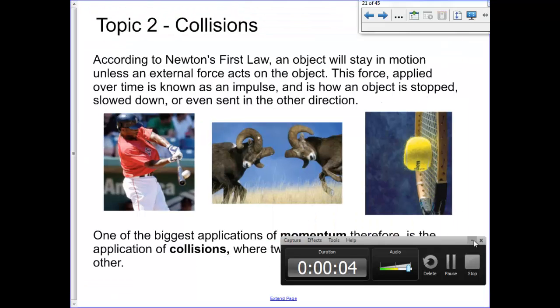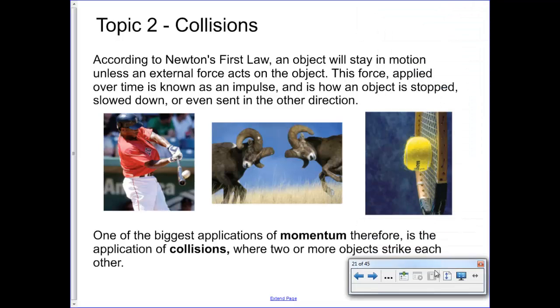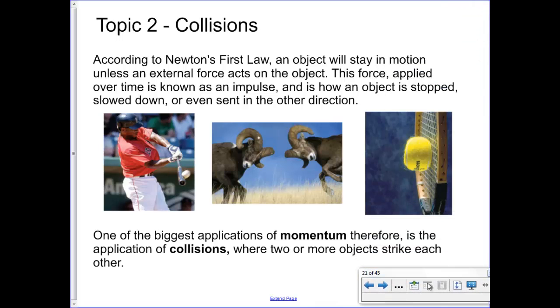Okay, so quick review from last day. Anyone remember what we learned on, was it Friday last week? What was that? Okay, so we learned a formula. What's the formula?